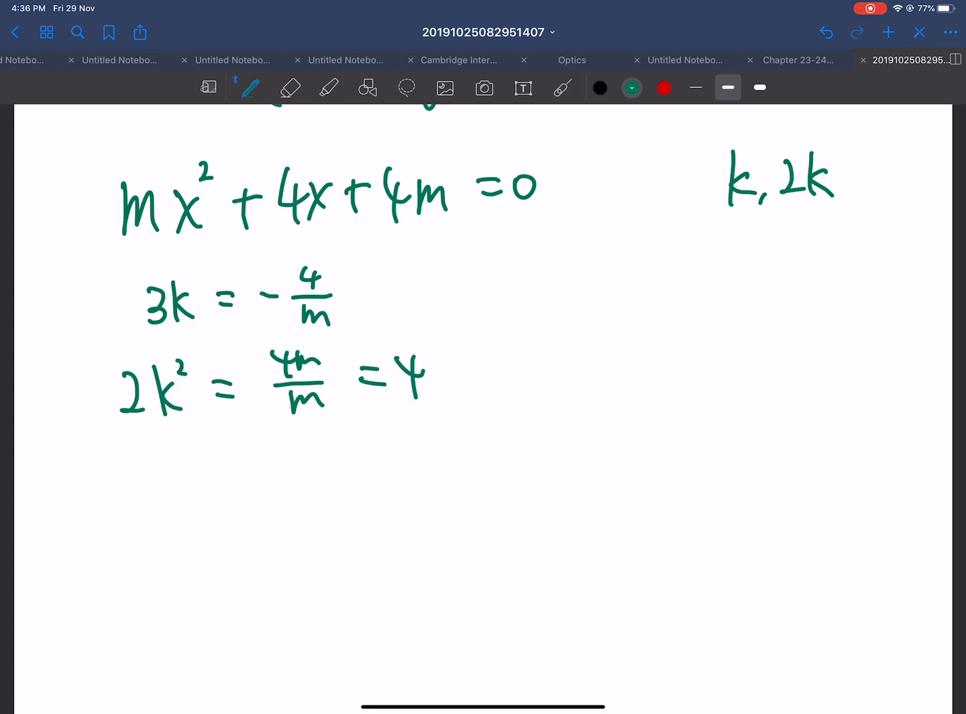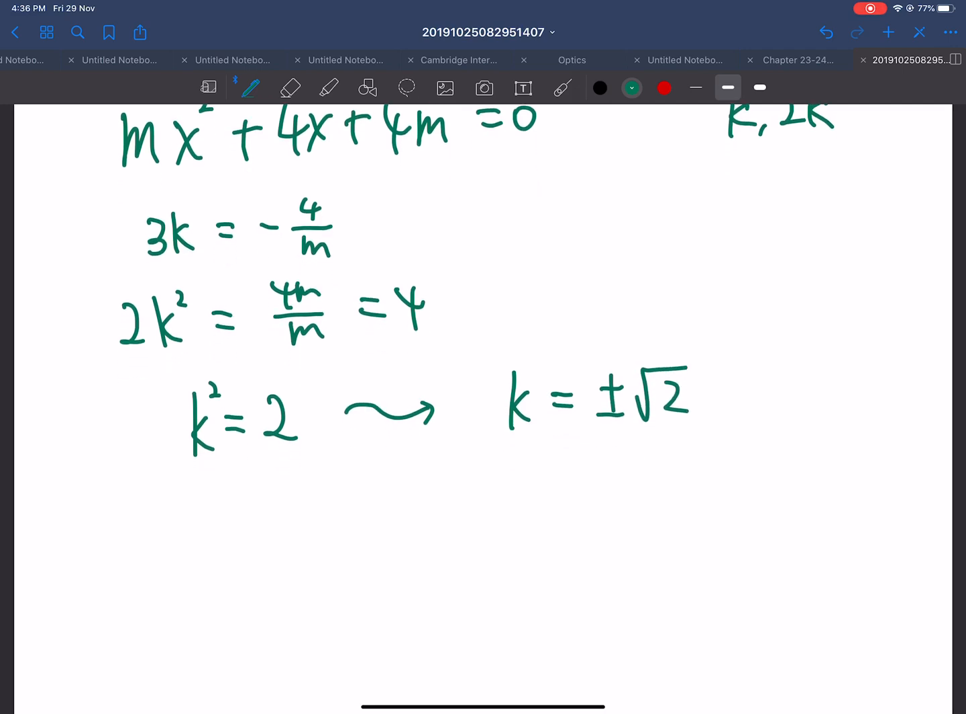So what value do you get for k? Do it by yourself. What is the value of k? Square root 2. Square root 2 is partly correct, because in mathematics, we cannot only take the positive solution. It should be plus or minus square root 2.